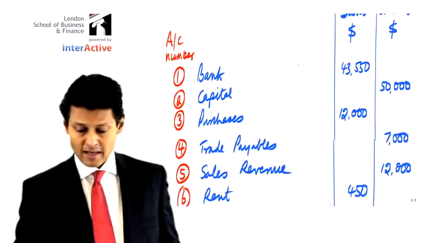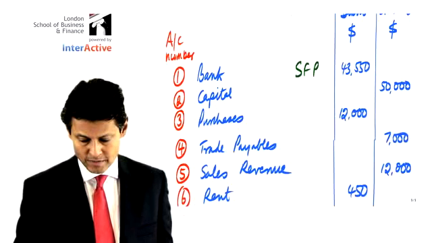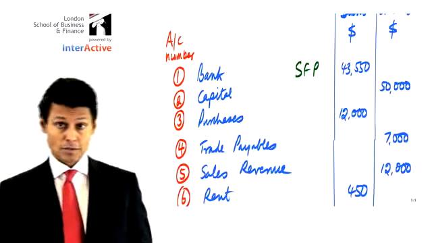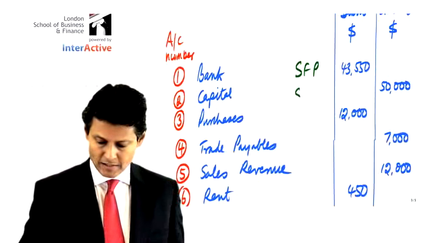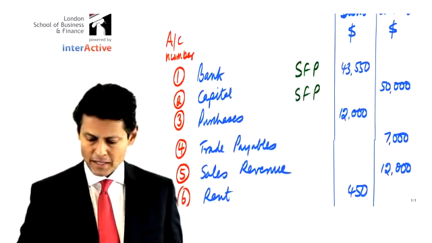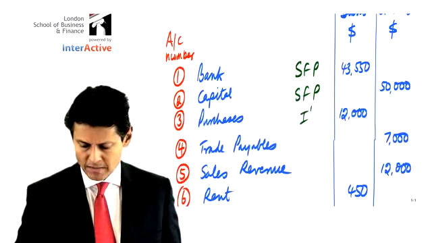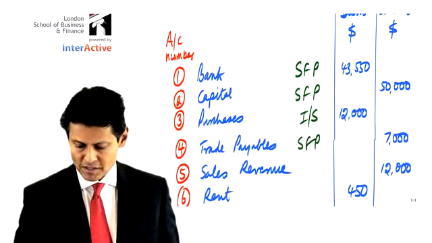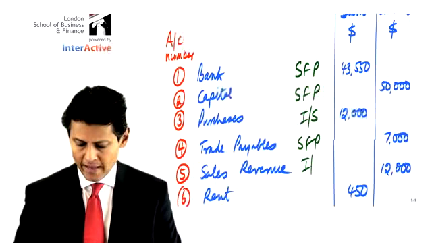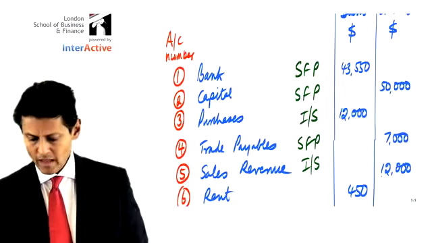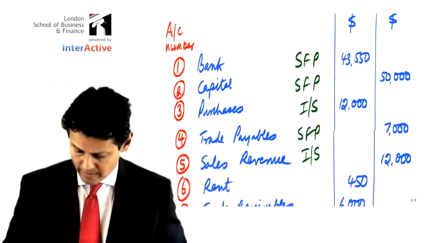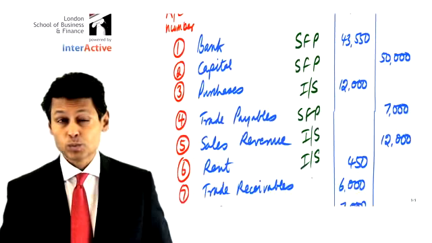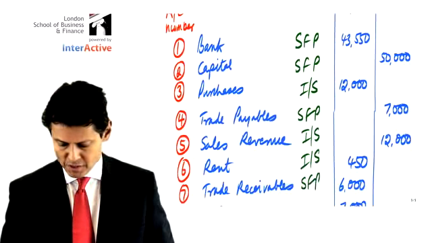Bank account obviously is a statement of financial position because it's an asset. So assets and liabilities go to the statement of financial position. All other items go to the income statement. Capital, statement of financial position. Purchases, income statement. Trade payables, a liability, statement of financial position. Sales revenue, income statement. Rent, most definitely, income statement. Trade receivables, an asset, statement of financial position.